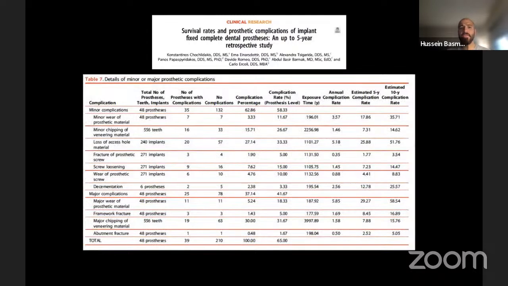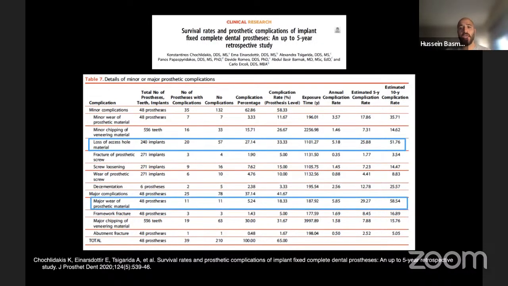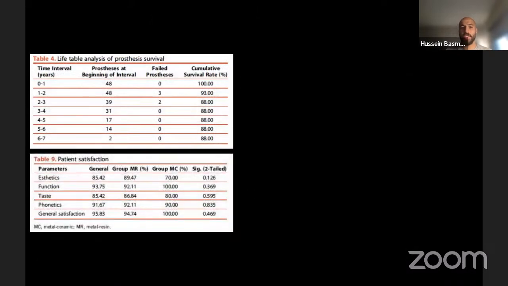If we look at this retrospective study by Choukilidakis, he found that the most common complication is the loss of access hole material, which is when you seal that screw access with Telio or composite or whatever material. This is one of the highest complications that could happen, and this is usually an easy fix. The second most common complication is major wear of the prosthetic material.